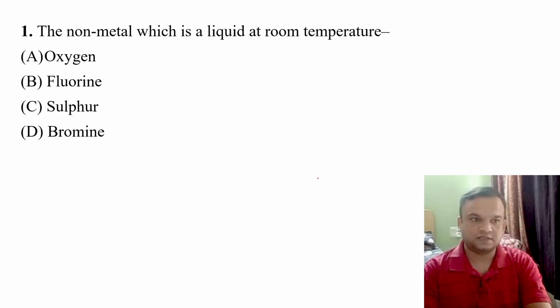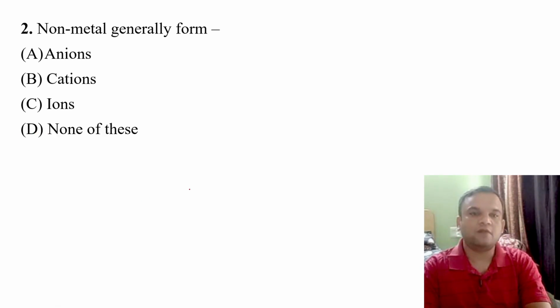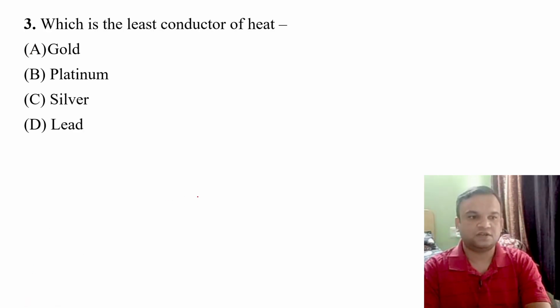The first question says, the non-metal which is a liquid at room temperature. Answer will be bromine. Next question is, non-metals generally form negative ions which are called as anions. Next question, which is the least conductor of heat? Out of gold, platinum and silver, lead. Lead is the answer for this question.